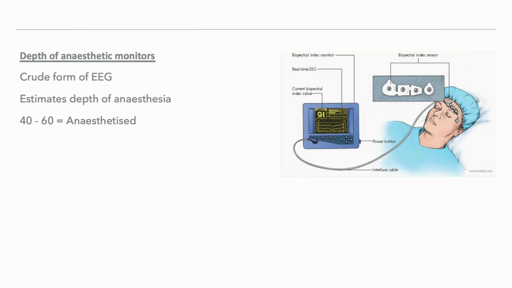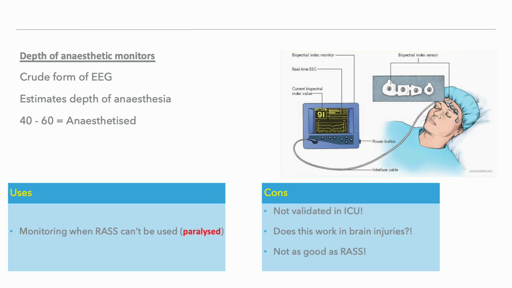And it is a very crude form of an EEG. What it does is it looks at the waveforms at the front of the brain and it estimates the depth of anaesthesia. The numbers range from 0 to 100, but 40 to 60 is anaesthetised, so that would be important in the paralysed patient. The downsides of this is it's used in theatres for anaesthetics, but long term in ITU there's a lot of questions that are unanswered and essentially it remains unvalidated. But it can be a useful tool to guide where you are with your sedation.